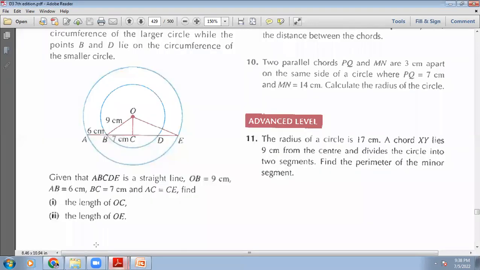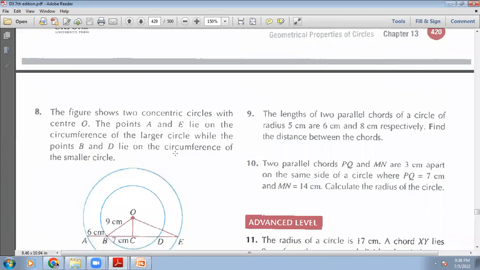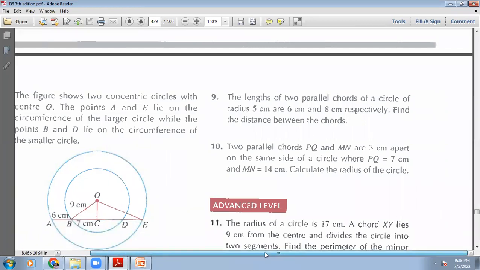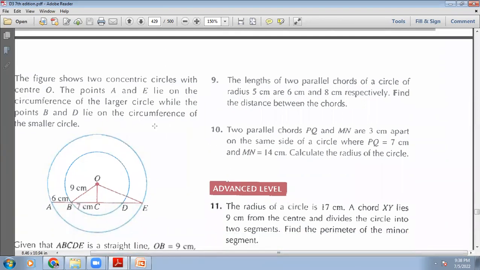Okay, so my dear students, we are moving to the next question. The next question is question number 9 showing up on your screen. He says, the lengths of two parallel chords of a circle of radius 5 centimeter are 6 centimeter and 8 centimeter, respectively.